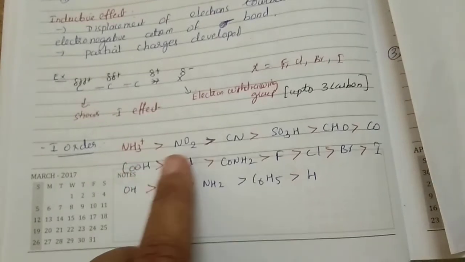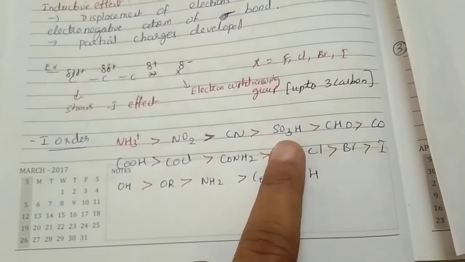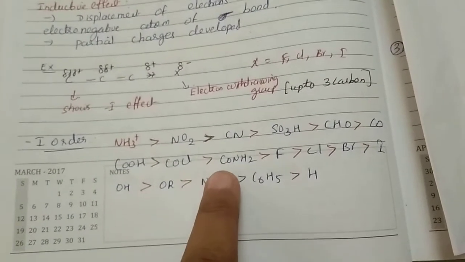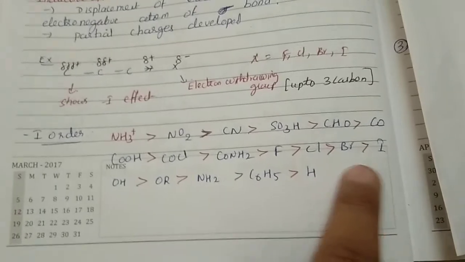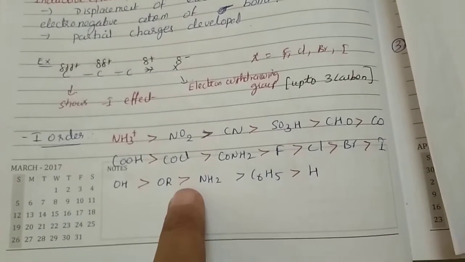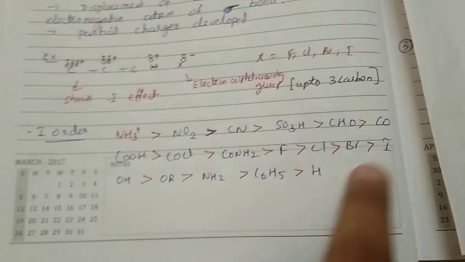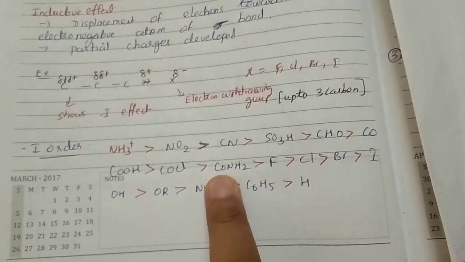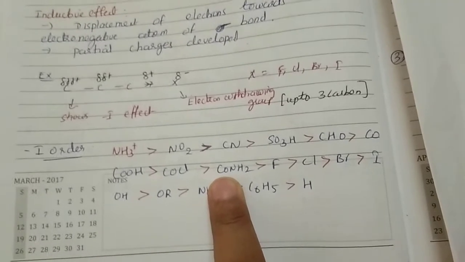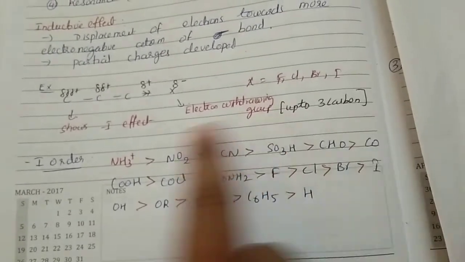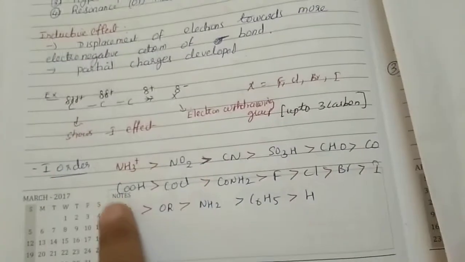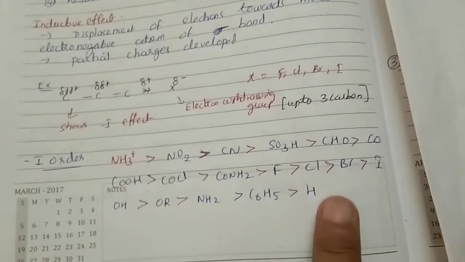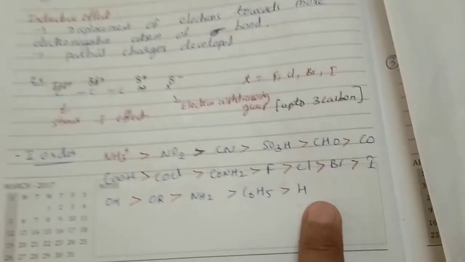NH3+, NO2, CN, SO3H, CHO, CO, COOH, COCl, CONH2, fluorine, chlorine, bromine, iodine, OH or NH2, C6H5, H. You have to memorize this order. If you memorize this order, you can solve stability order and acidity order questions. So memorize the minus I order, in increasing minus I effect: NH3+ has the most minus I effect, and H has the least.